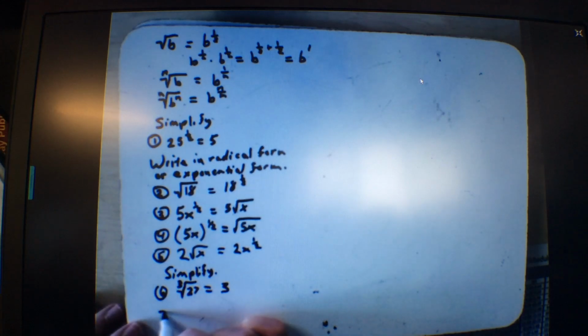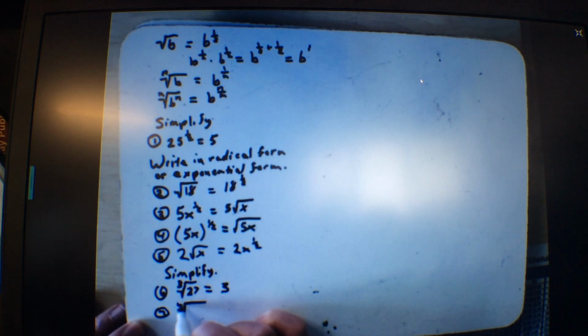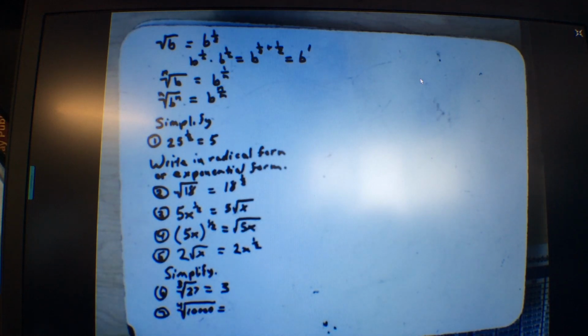What would this one be? This would be the 4th root of 10,000. What times itself 4 times is 10,000? It would be 10. 10 times 10 times 10 times 10 is 10,000. And a quick way of doing this is just counting the zeros. So this would be the 4th root, there's 4 zeros, 10. Okay?